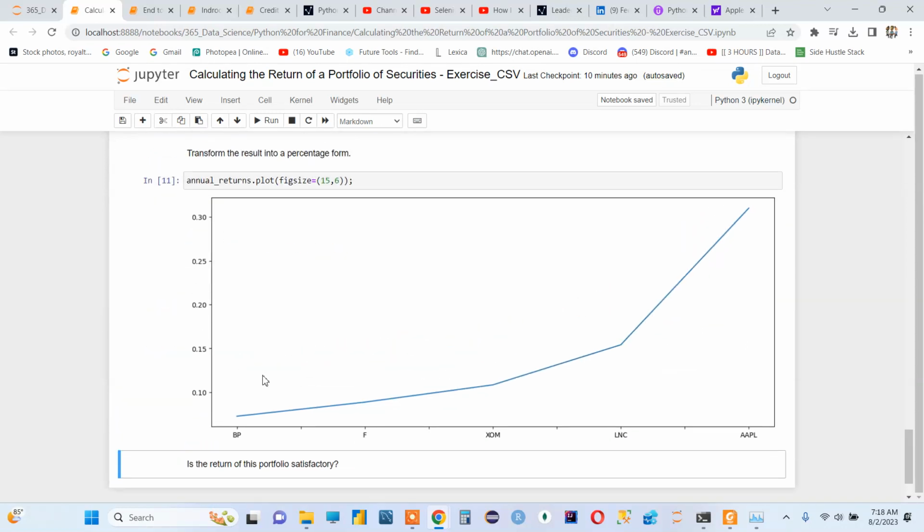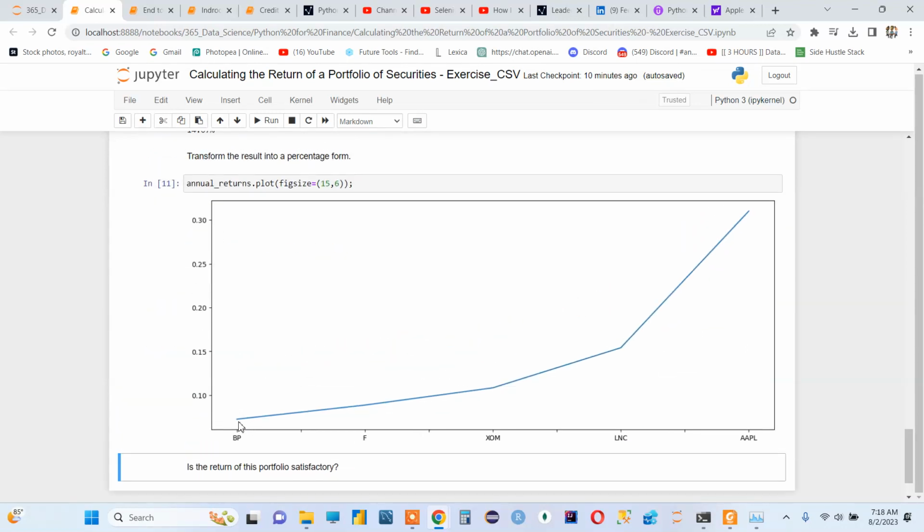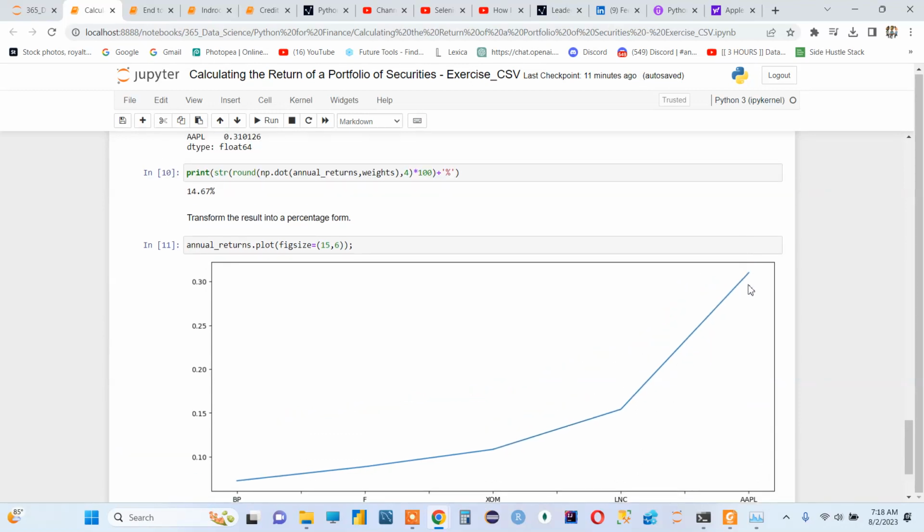It gives us the indication that British Petroleum has given almost less than 10%, and Lincoln has given us nearly 15%, and Apple is definitely the winner. It has given us roughly 31% a year. So this is a way to create the portfolio return in Python.